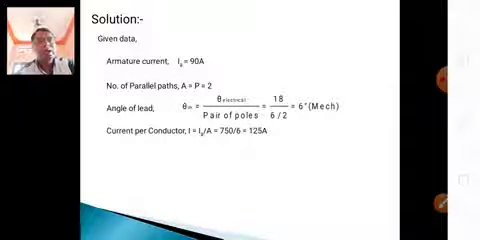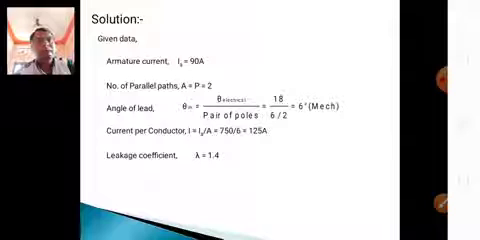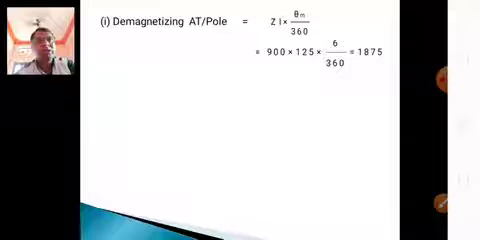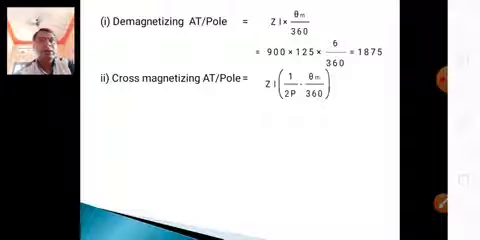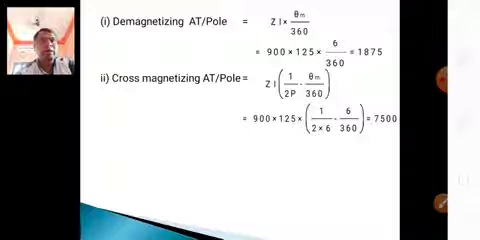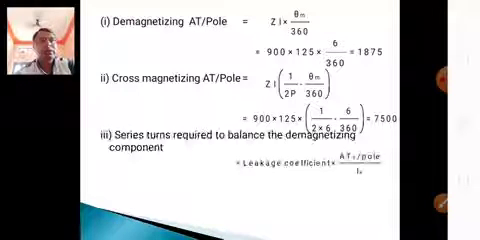So the current per conductor is I equal to IA by P. For lap winding, A equal to P. The leakage coefficient is lambda equal to 1.4. So the demagnetizing ampere turns per pole is Zi into T time by 360. Here 900 into 125 into 6 by 360. And the cross magnetizing is the same, Zi into 1 by 2P minus T time by 360.